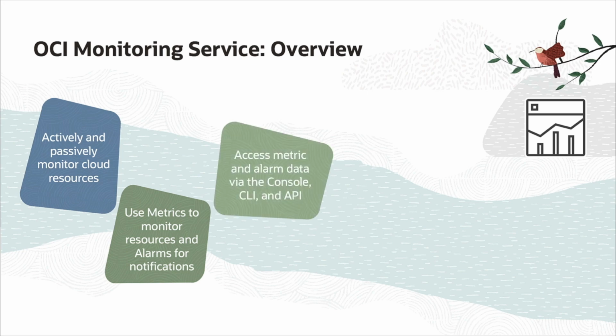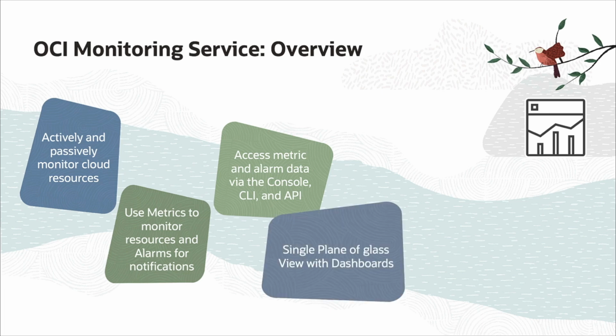There are different ways you can access these metrics and alarm data. You can use the OCI Cloud Console, or the CLI, the command line interface, and APIs. There are a wide range of dashboards where you can access metric data in different graphical representations, and these are accessible through a single pane of glass window.